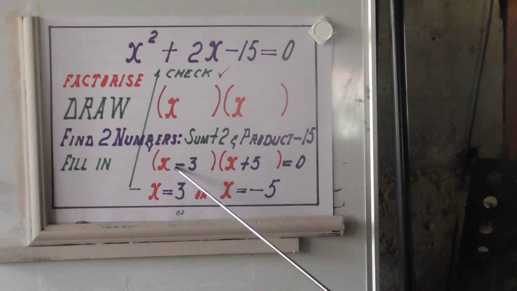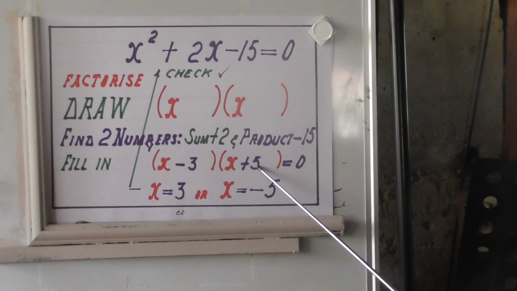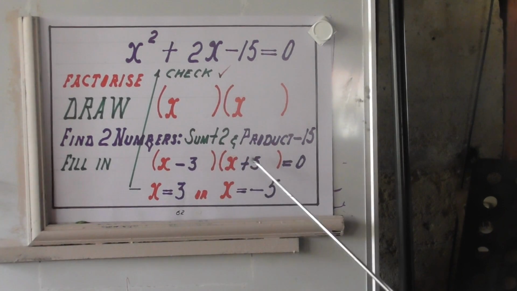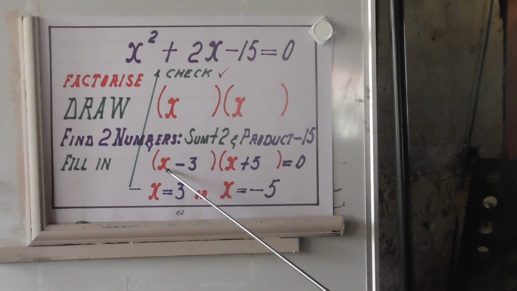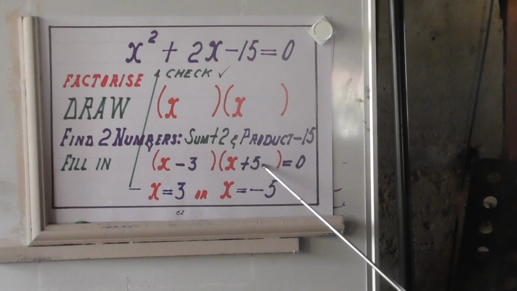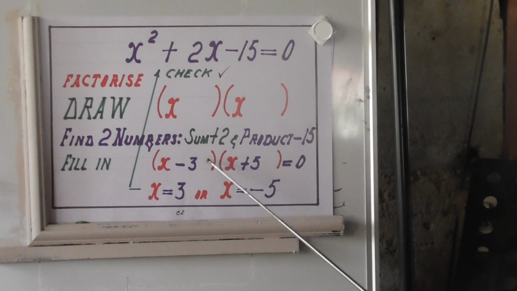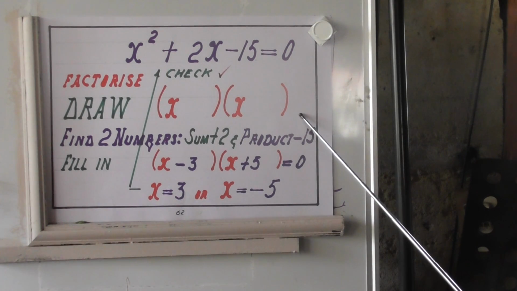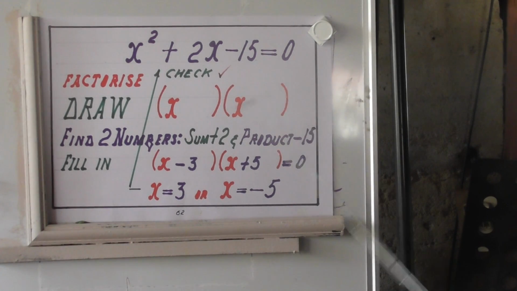So don't write, these are not the answers. No, you have to fill in these numbers first here. Because then x is 3. And this can only be naught when x is negative 5. So don't stop here, because these are not the answers. I should actually have put equals naught.